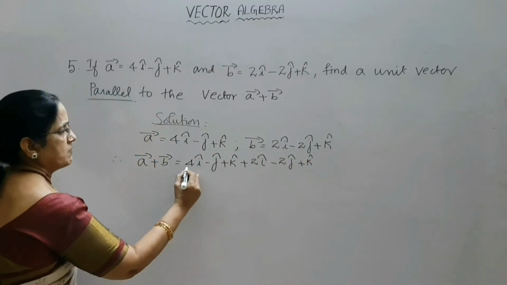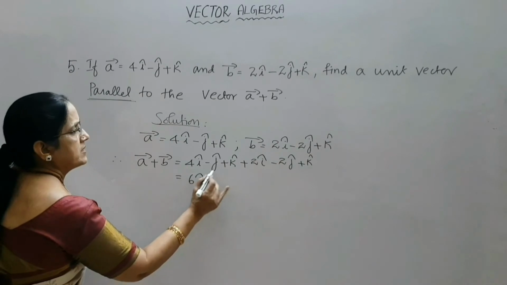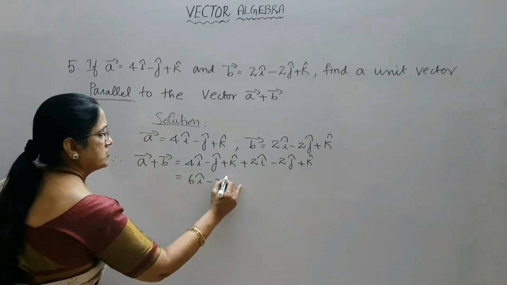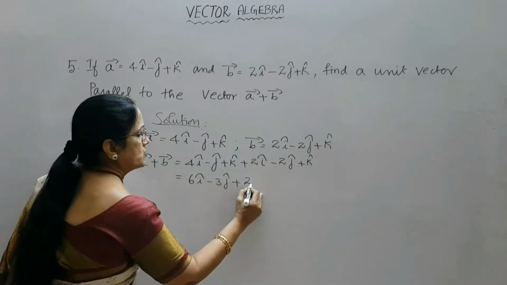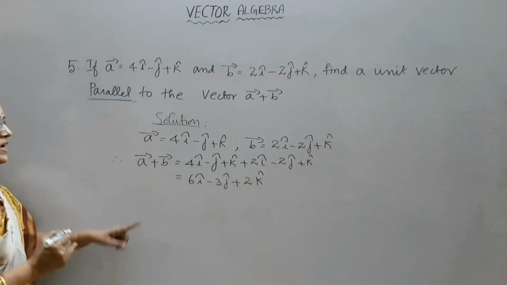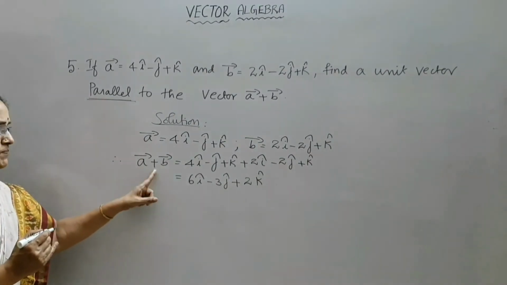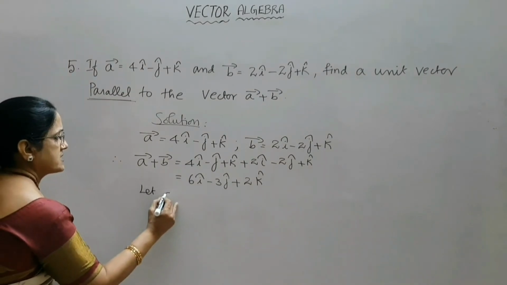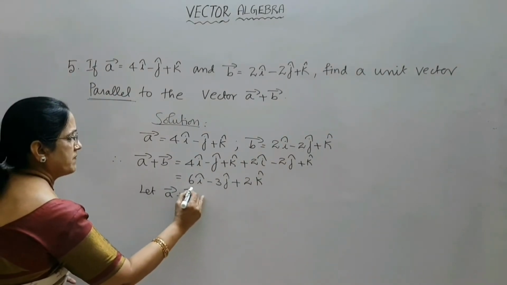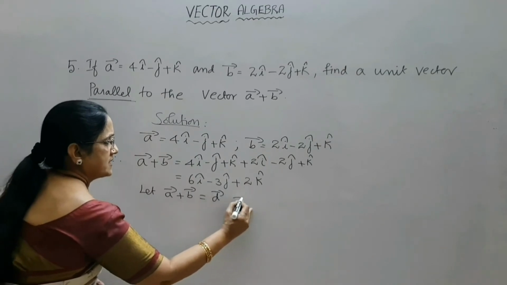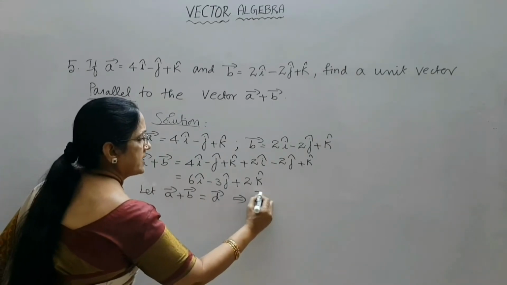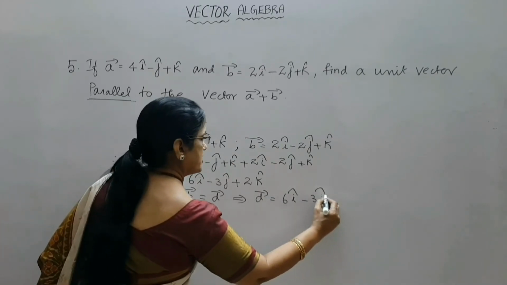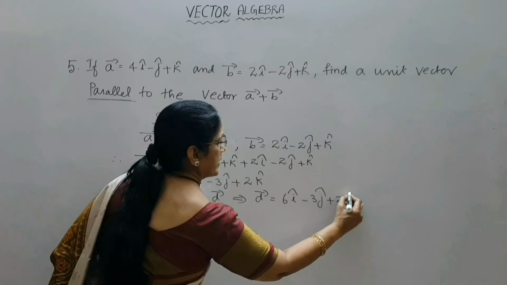Now, when we add, we will be getting 6i cap, minus j cap minus 2j cap, which is going to be minus 3j cap, plus 2k cap. This is what we are getting for a vector plus b vector. Like the previous sum, let us assume a vector plus b vector is equal to d vector. This implies d vector is equal to 6i cap minus 3j cap plus 2k cap.